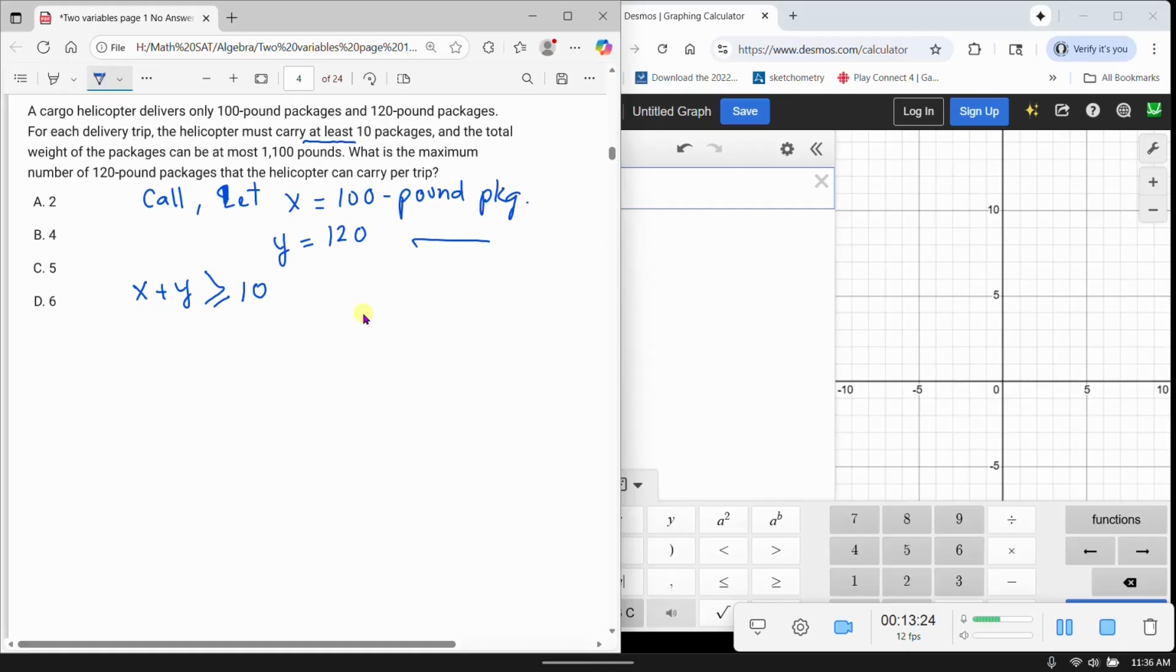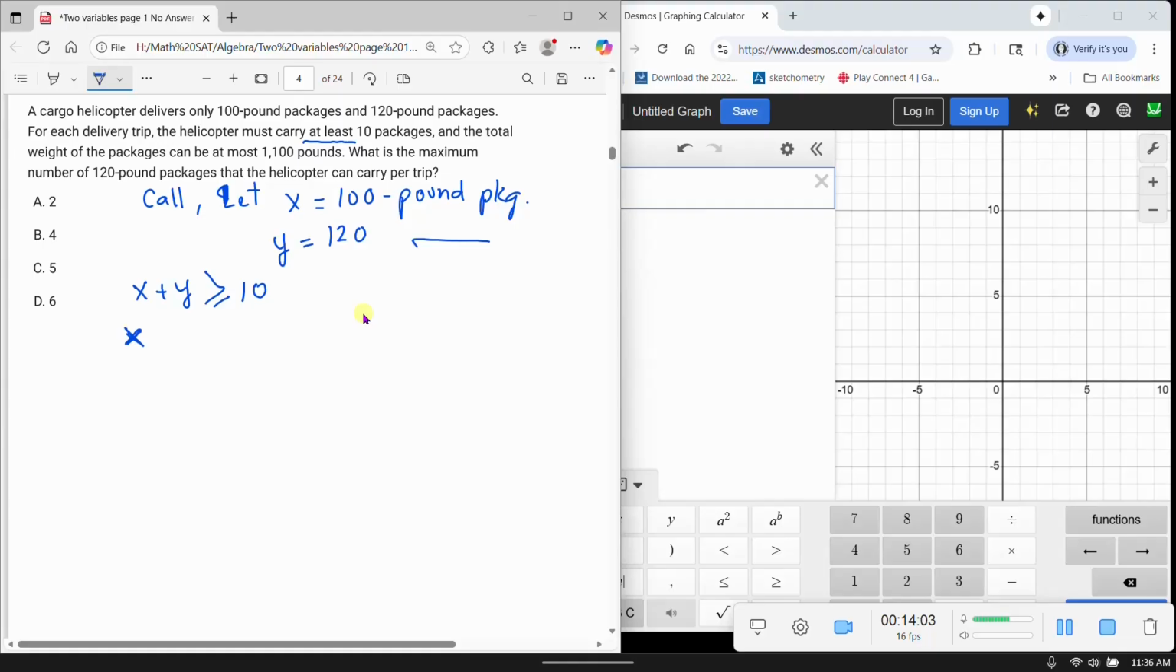The total weight of the packages can be at most 1,100 pounds. So they're asking, what is the maximum number of 120 pound packets? So they're basically asking you what the y is. Okay, so now let's set up at most.